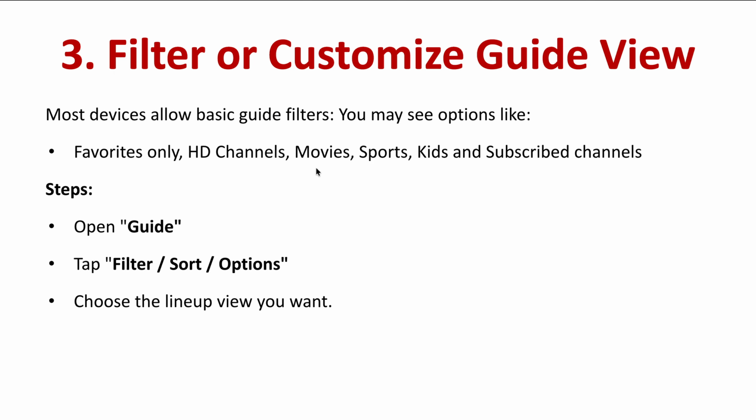Third one is filter or customize guide view. Most devices allow basic guide filters. You may see options like favorites only, HD channels, movies, sports, kids and subscribed channels. Steps are: open guide, tap filter or sort options, choose the lineup view you want.